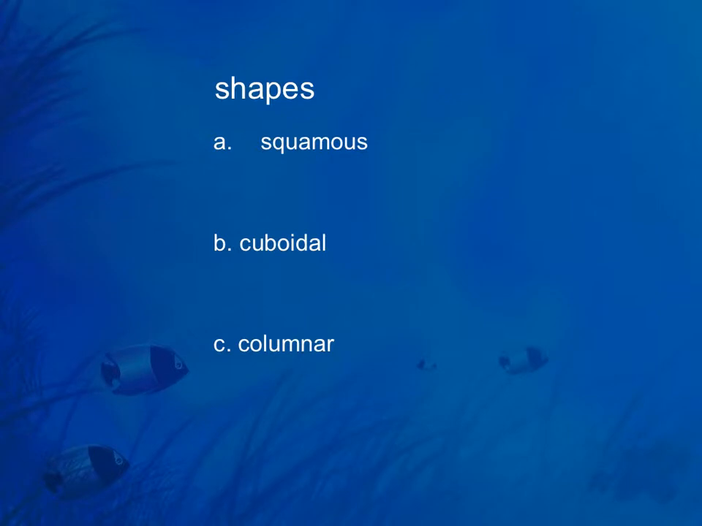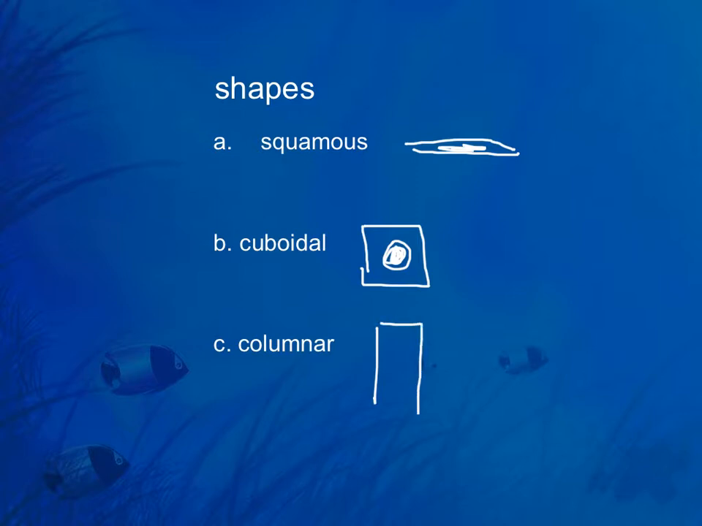The other way we classify epithelium is by the shape of the cells. Squamous epithelium has squashed flat-looking cells with squashed flat-looking nuclei. Cuboidal epithelium is box-shaped, cube-shaped, and the cells tend to have nice round nuclei. Columnar epithelium has column-shaped cells. The nucleus within the cell is usually a long oval.